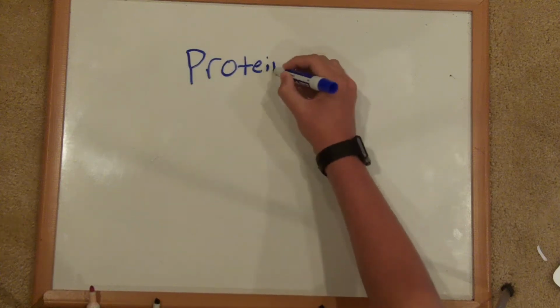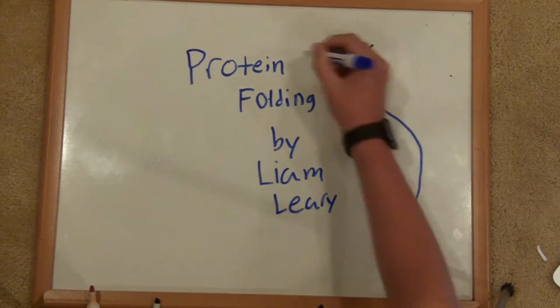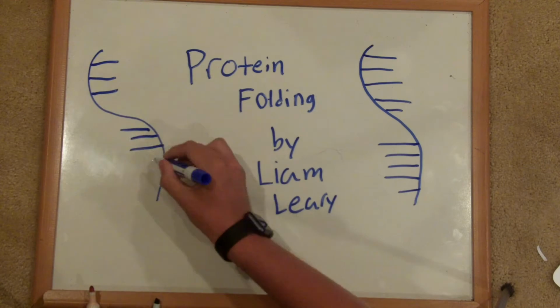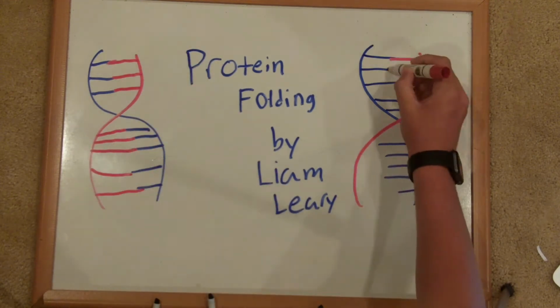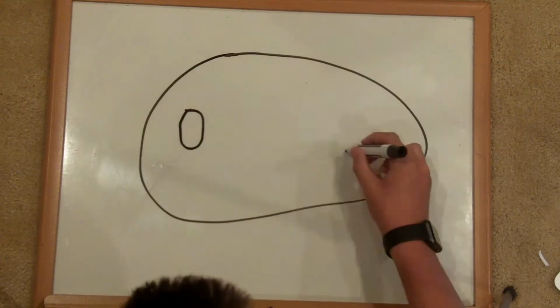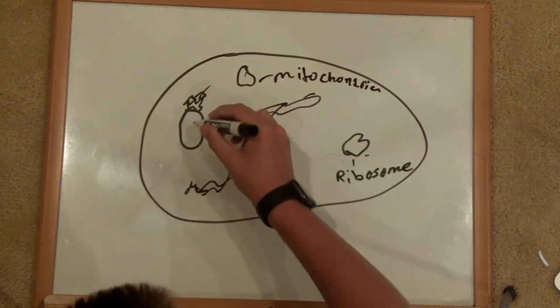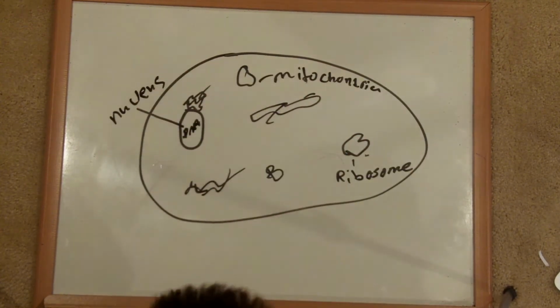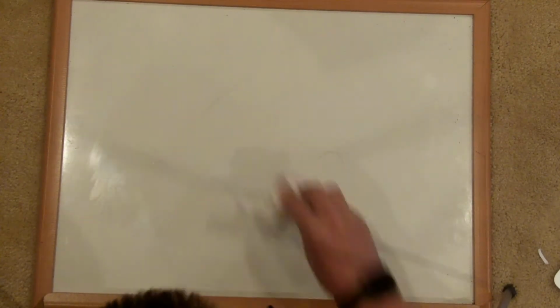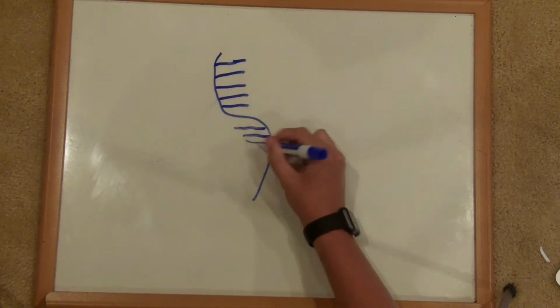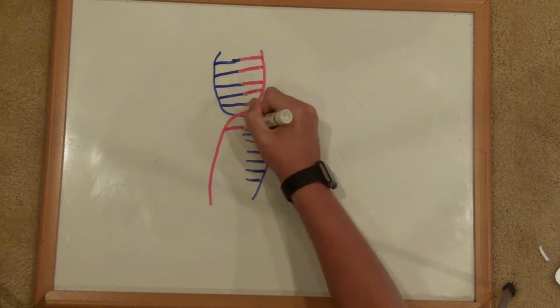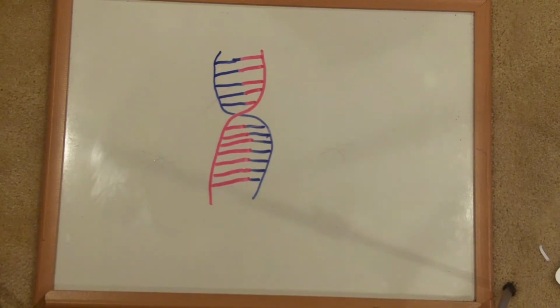What is protein folding? Well, to understand protein folding, we need to understand the basics of protein synthesis within a cell. This is a human cell with a bunch of wacky stuff like a ribosome or a mitochondria. But the most important is a nucleus, which holds the genetic code of the organism. The genetic code is held within the DNA of the organism in this iconic double helix.